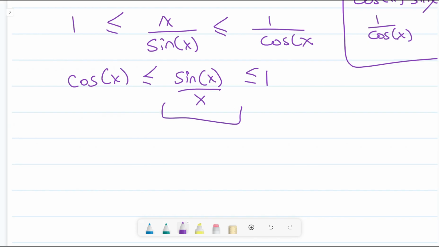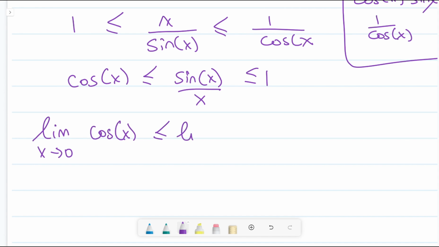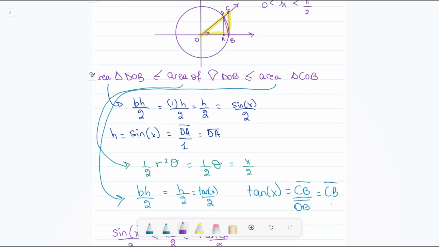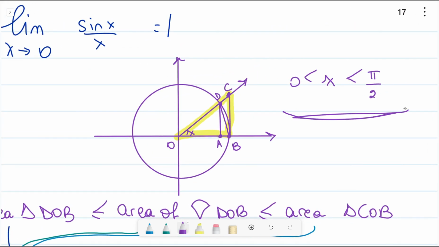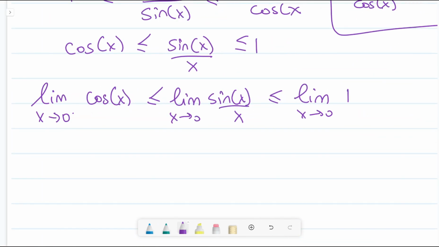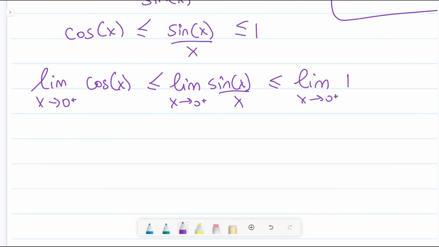Now that we got this function, let's take the limits. Limit as x approaches 0 of cos x is less than or equal to limit as x approaches 0 of sine x over x, which is less than or equal to limit as x approaches 0 of 1. And as I mentioned before, x is between 0 and pi over 2. So if it is to approach 0, it will approach it from the right. Therefore, we might as well put these little positive signs to indicate that we are approaching 0 from the right.